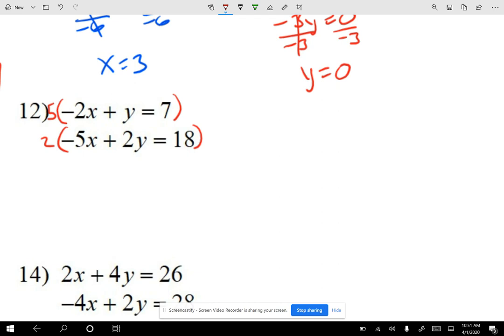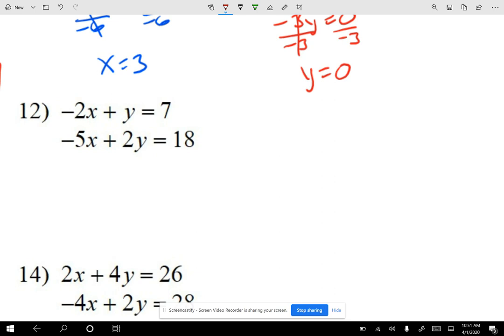I want one of them to be negative, one of them to be positive. At the moment, I have both of them negative, so let me change the sign on this one. I can always multiply both equations. I multiply the first one by 5 and I get negative 10x. I multiply the second one by negative 2, I get positive 10x, and my x's will cancel out. That's if I want to cancel out the x's.